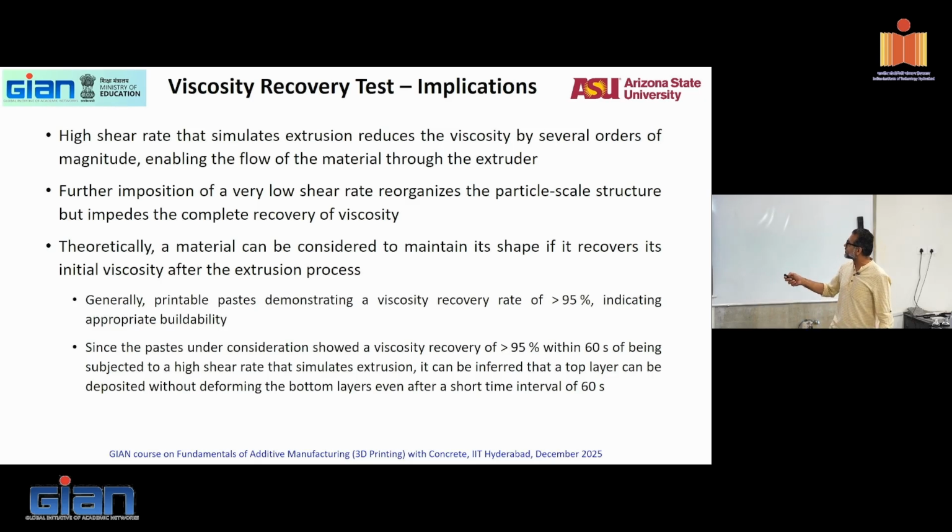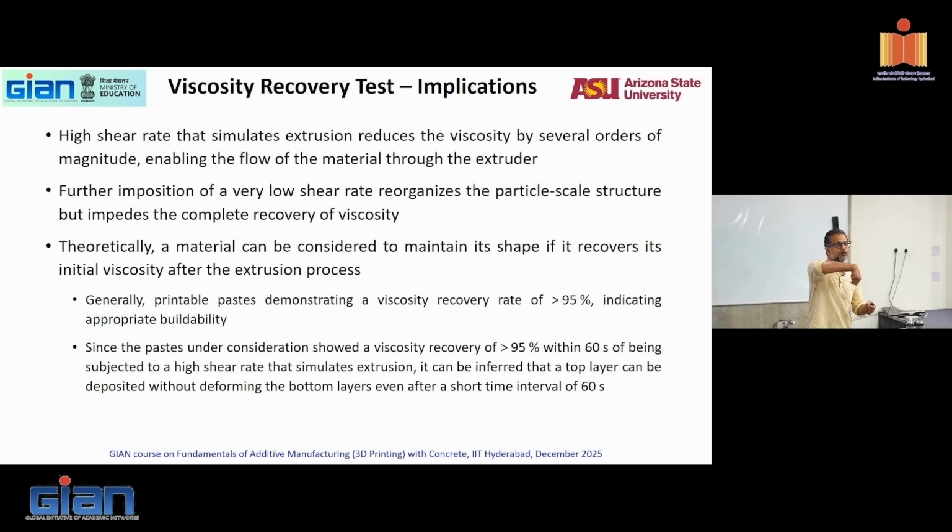Further imposition of a very low shear rate reorganizes the particle structure, but impedes the complete recovery of viscosity because you're still mixing at a very slow rate. So it's not complete rest, but you're getting there. And theoretically, a material can be considered to maintain its shape if it recovers its initial viscosity after the extrusion process. That's what you want, right?